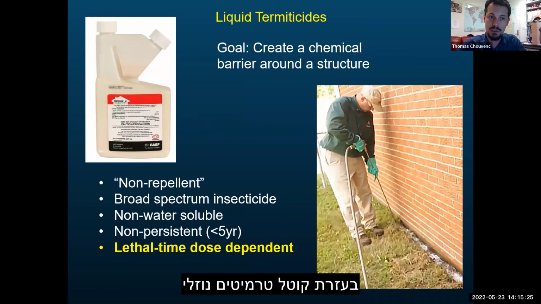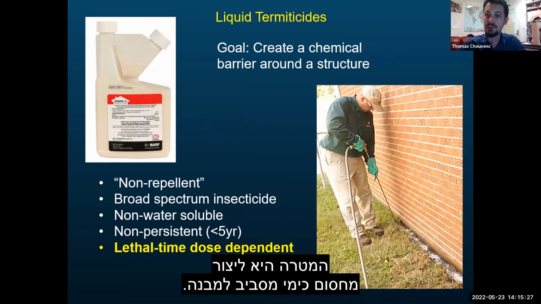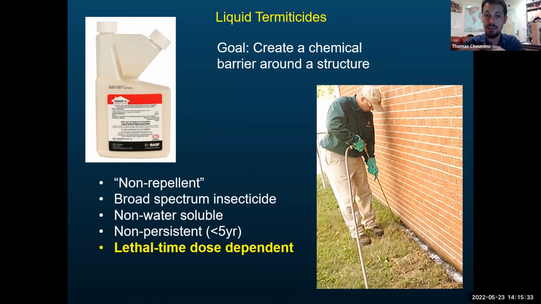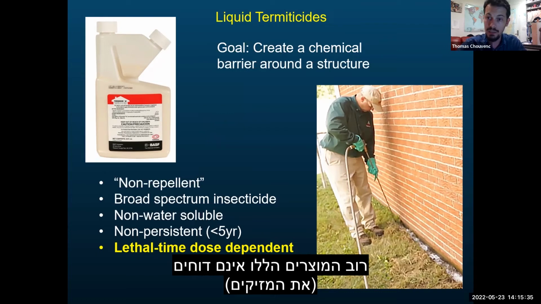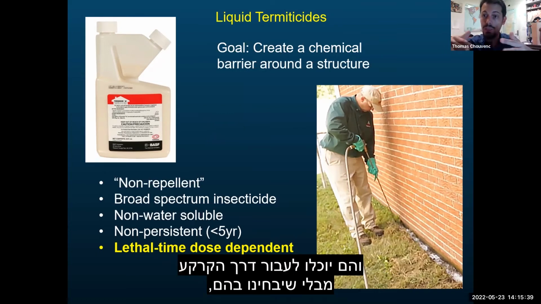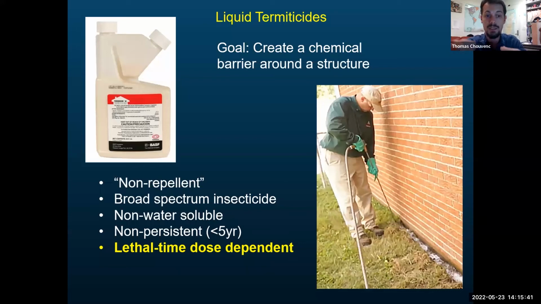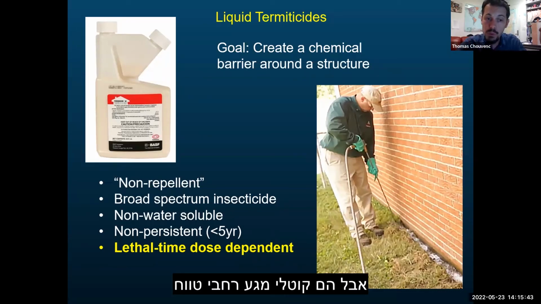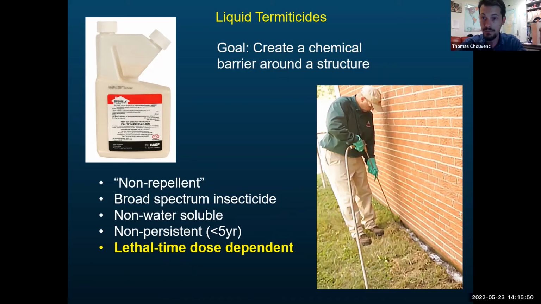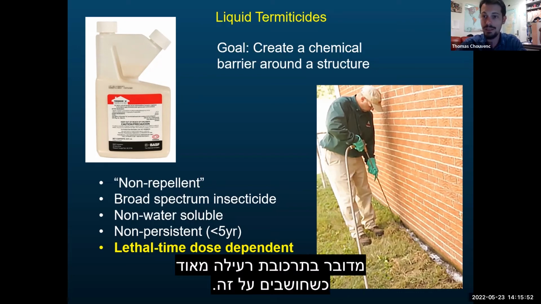With liquid termiticide, the goal here is to create a chemical barrier around the structure. Nobody shall pass to access the structure. Now, most of these products are non-repellent, which means the termites don't really detect them and they can go through the soil not knowing it's there. But it is a broad spectrum insecticide, which means that anything that has 6 legs that is in contact with this will die. It's a fairly toxic compound if you think about it.